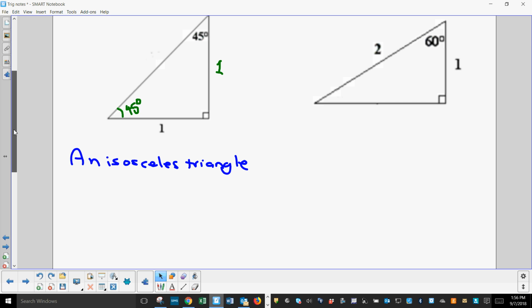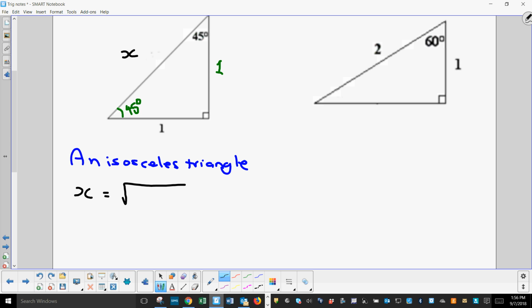And if you weren't sure, how could you use Pythagoras to work it out? Is it just 1 squared plus 1 squared? Yeah, 1 plus 1, 2. So imagine it was x. Because it's the hypotenuse, x would be the square root of 1 squared plus 1 squared using Pythagoras' theorem, which is root 2.